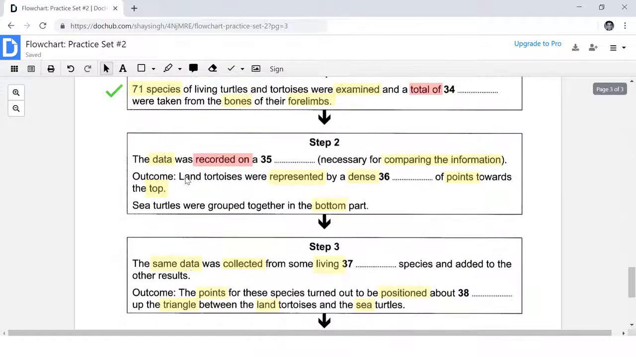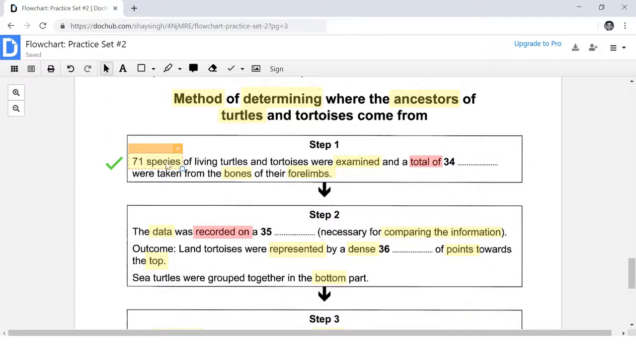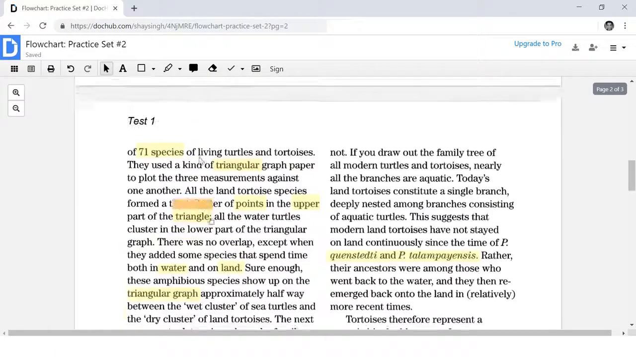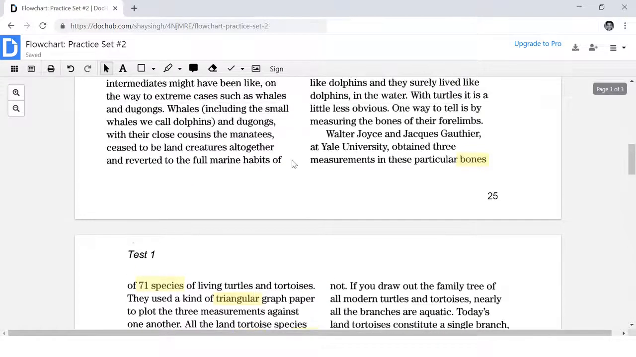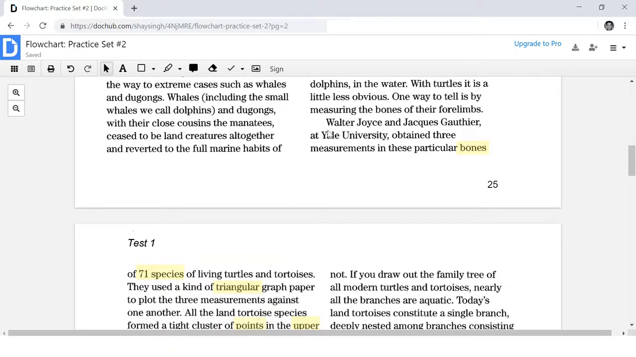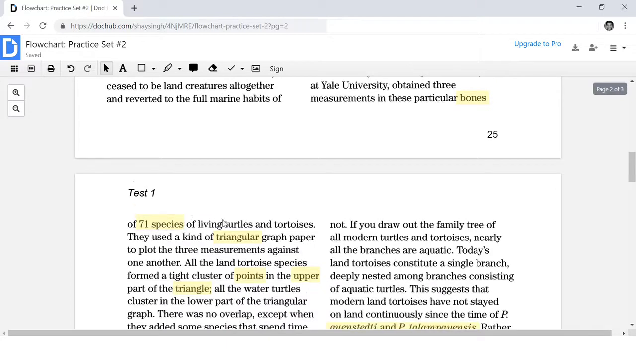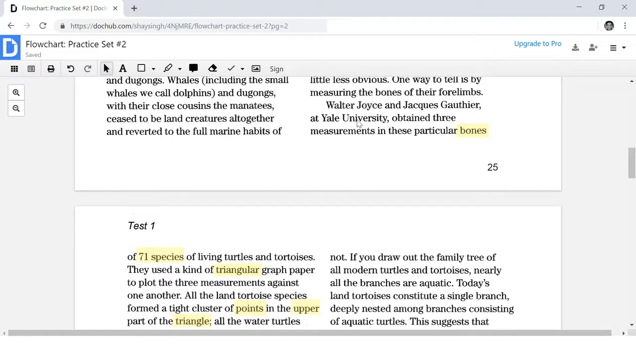The next question I want to answer is this one, having to do with 71 species. We already located this sentence, this area. It's up over here. So let's read the sentence. We're going to find our answer somewhere in there. So starting from over here. Walter Joyce and Jacques Gauthier at Yale University obtained 3 measurements in these particular bones of 71 species of living turtles and tortoises. So it's saying that out of these 71 species of living turtles and tortoises, these folks over here from Yale University obtained 3 measurements.